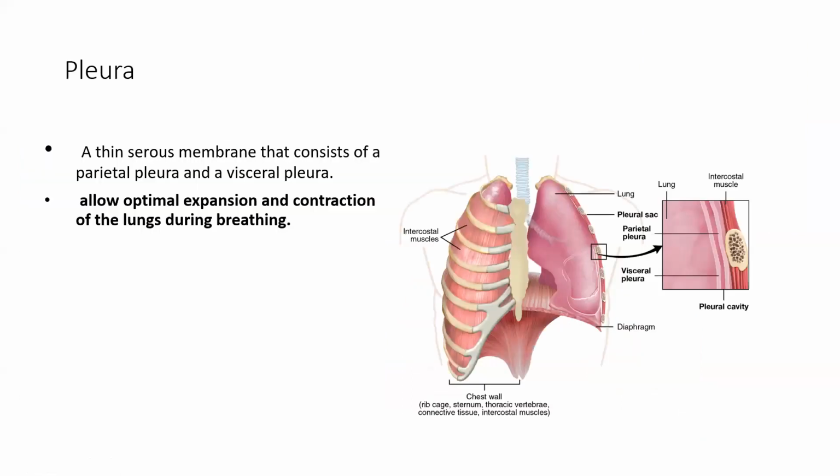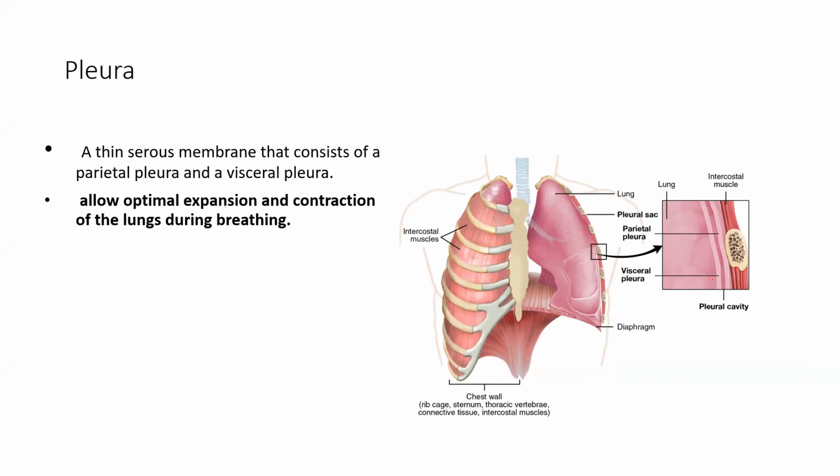And then moving on to the pleura. So pleura, it's a thin serous membrane that consists of parietal pleura, as you can see, the outer layer. This area is known as the parietal pleura, the visceral pleura, and in between is the pleural cavity. And its role is to obviously protect and cushion the lungs.